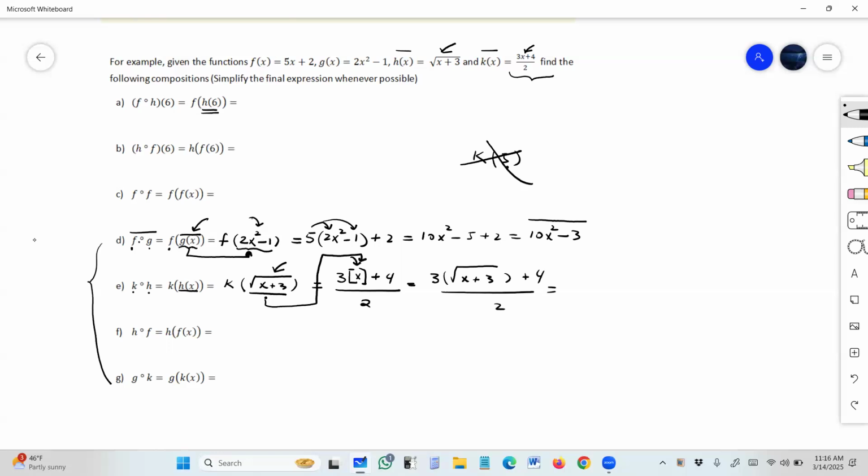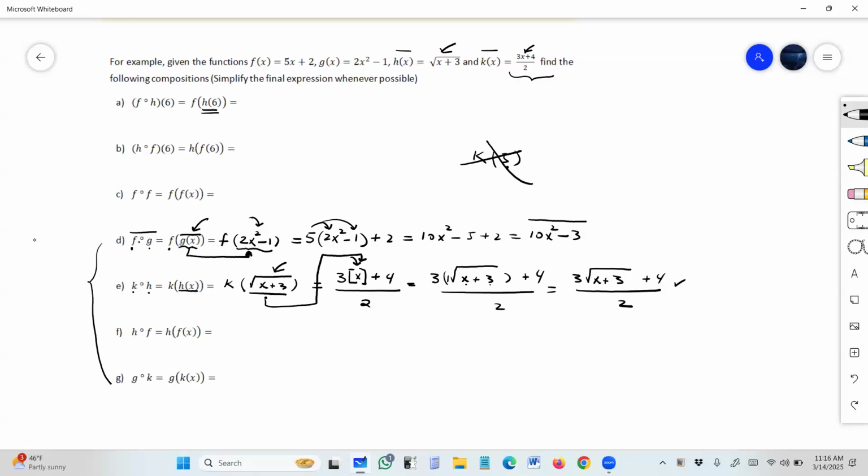Now, there's nothing I can do here, right? Because the 3 doesn't multiply the x in the 3. It multiplies an invisible one that is outside of the radical. So this is going to be (3x plus 3 plus 4) over 2. And this is my final answer.